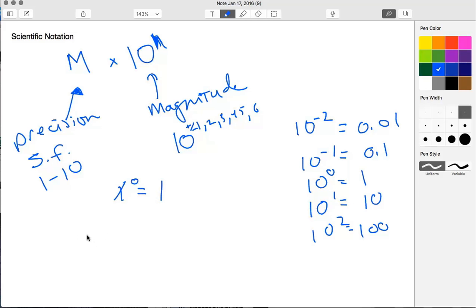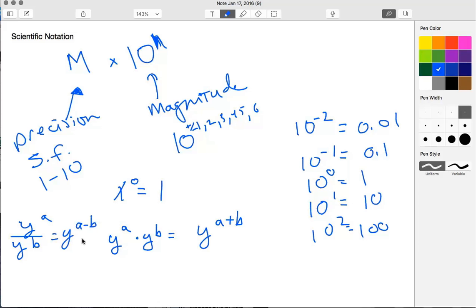If you take any two numbers and you multiply them, you add their exponents. So y to the a times y to the b equals y to the a plus b. And likewise, y to the a divided by y to the b is equal to y to the a minus b. These are some basic math things, but I thought that might be a nice reminder.